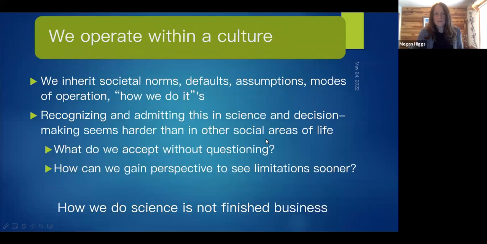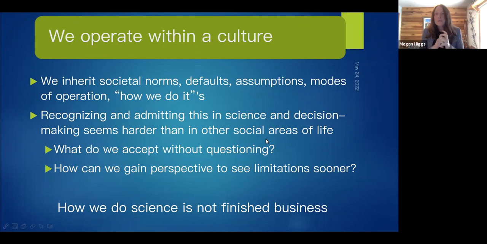So just the idea of acknowledging and being aware on a daily basis, hopefully, that we operate within a particular culture, that we inherit societal norms, defaults, assumptions, modes of operation, the how we do it. There have been so many times where I've tried to dig in with a researcher: okay, why are you taking this approach, and why was this the direction you went? And the answer often comes back as, well, it's just how we do it. I don't know why I would do it that way. It's how we do it. This really does happen so much.